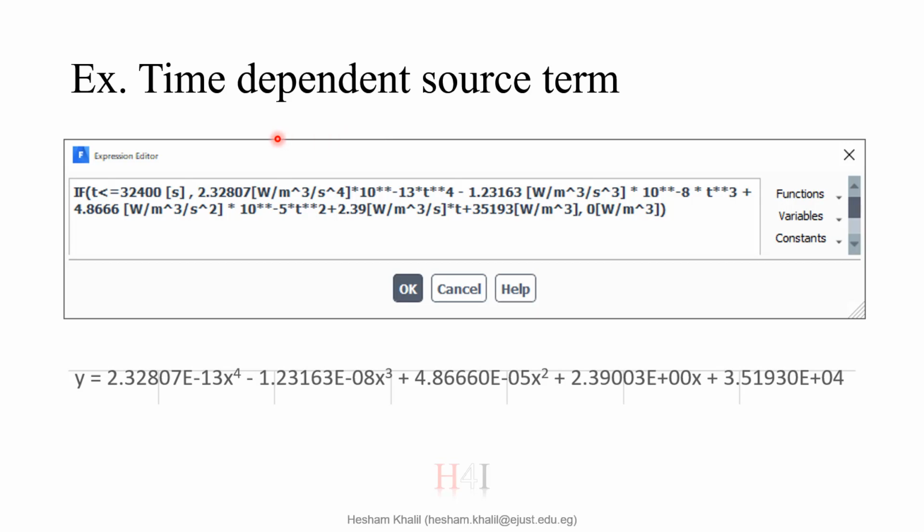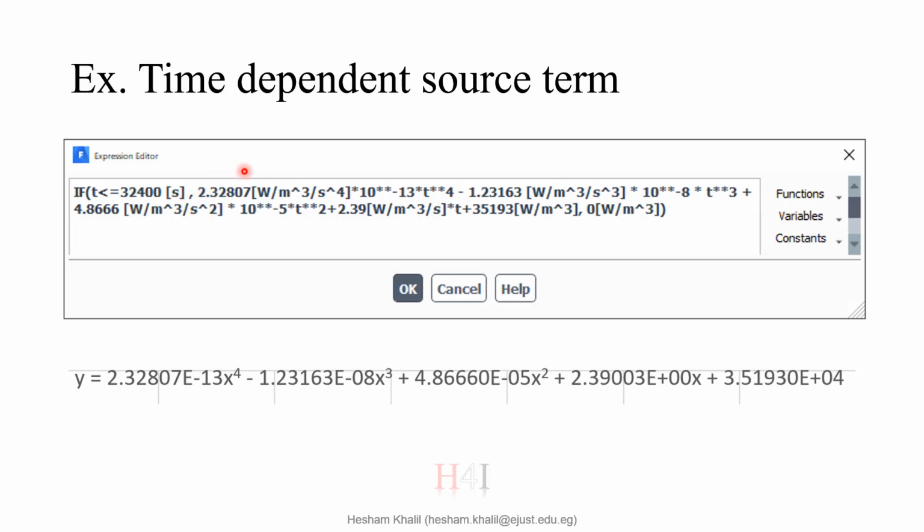I opened the source term. I found, as I showed you earlier, the expression option instead of constant, and this is the expression editor. I wrote f, first thing, I opened the parentheses, then this is the condition, t less than or equal 32,400, and I have to define units. This is a comparison between time and another number, so the number must be in seconds, so you must define the unit. So I put here second in the square brackets, then comma.